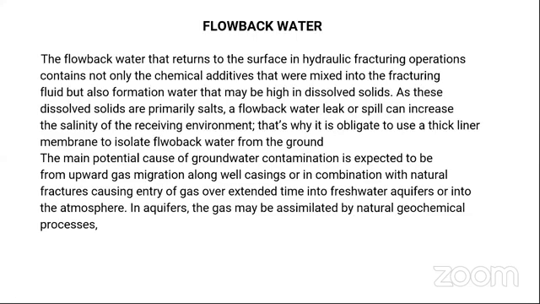Flowback water. The flowback water that returns to the surface in hydraulic fracturing operations contains not only the chemical additives that were mixed into the fracturing fluids, but also formation water that may be high in dissolved solids, as these dissolved solids are primarily salt. A flowback water leak or spill can increase the salinity of the receiving environment. That's why it's obligatory to use a thick liner membrane to isolate flowback water from the ground. The main potential cause of groundwater contamination is accepted to be upward gas migration along the well casing or in combination with natural fractures, causing entry of gas over extended time into freshwater aquifers or into the atmosphere. The gas may be assimilated by natural geochemical processes.